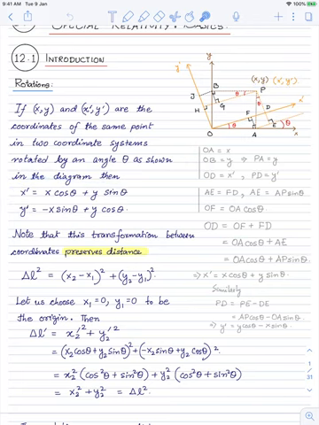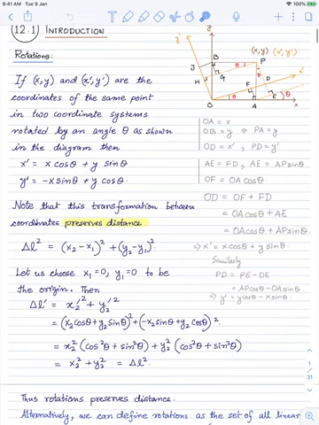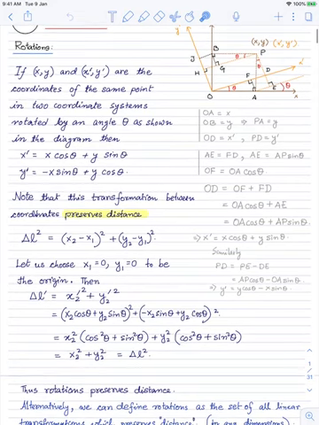You can easily invert this relation and express x and y in terms of x prime and y prime just by making theta go to minus theta. That will be the reverse transformation, the inverse of this rotation matrix. So this is very familiar to all of you, I'm sure.